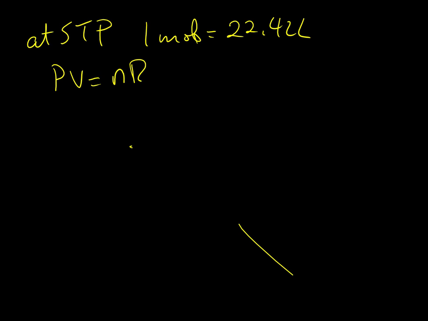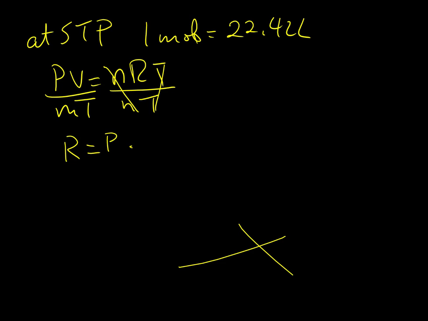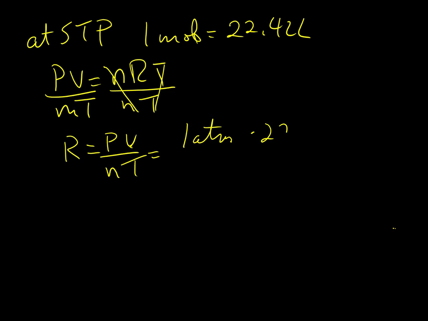At STP, 1 mole of gas is 22.42 liters. Right? So if I take my PV equals nRT and solve it for R, that R is going to be PV over NT. It's got to be capital T. And pressure, well, what's the pressure at STP? 1 atmosphere. Volume, what's the volume at STP? 22.42 liters.